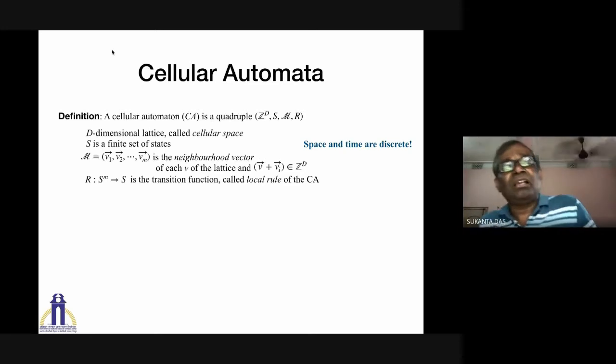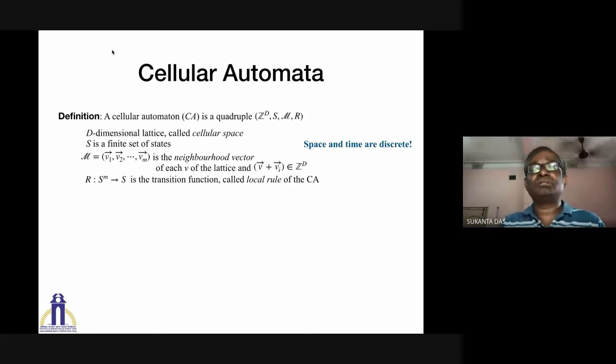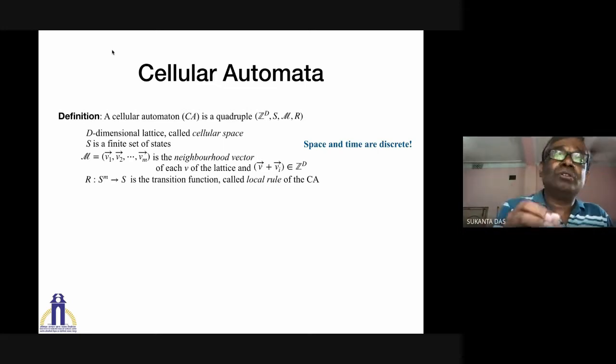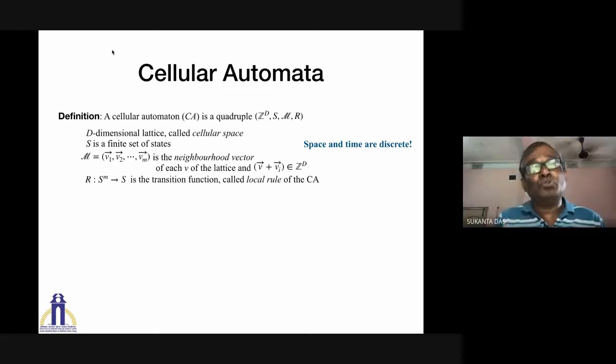M is the neighborhood vector, right? Z to the power d is the collection of many cells. One cell changes its state using a local rule R. So the input of the local rule is the state of the cell under consideration, as well as the state of its neighboring cells.